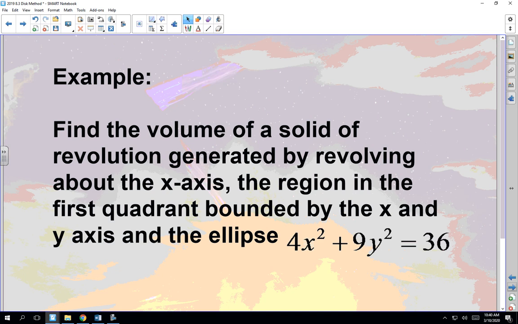So let's see. Find the volume of a solid. Go ahead and write down this example. We'll just have this one example here, and then we'll pair this with the banana example. So find the volume of a solid of revolution generated by revolving about the x-axis the region in the first quadrant bounded by the x and y-axis and this ellipse. I will show you what the picture of that looks like, but write down the problem. So you have one example going into this.